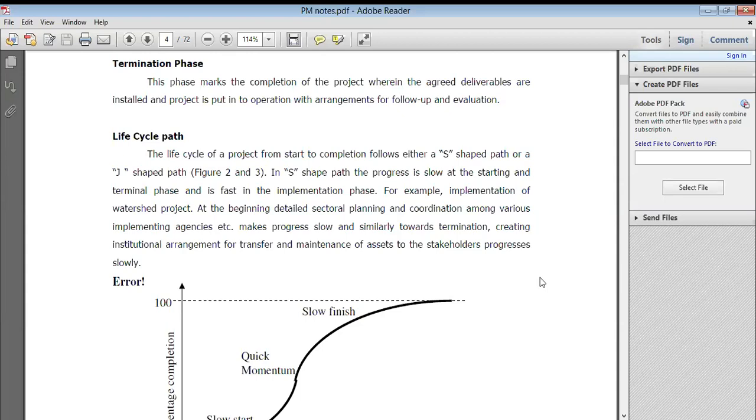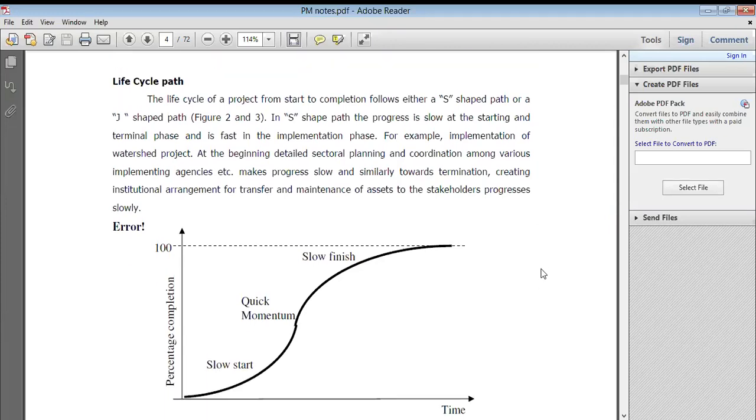Right? So how do we calculate the life cycle path, the life cycle of a project from start to completion? It follows either an S shape path or a J shape path. Okay, try to understand, because it's a big question asked in your exam. So the life cycle of a project from start to completion follows either an S shape path or a J shape path. Figures 2 and 3 we have seen.